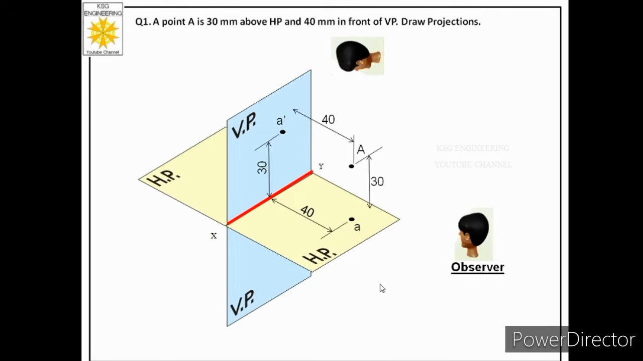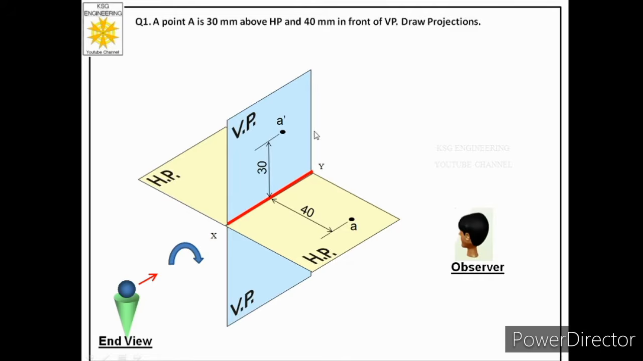Okay, so let us remove the dimensions in order to understand the next procedure. Now you see we have obtained front view and top view of the object.